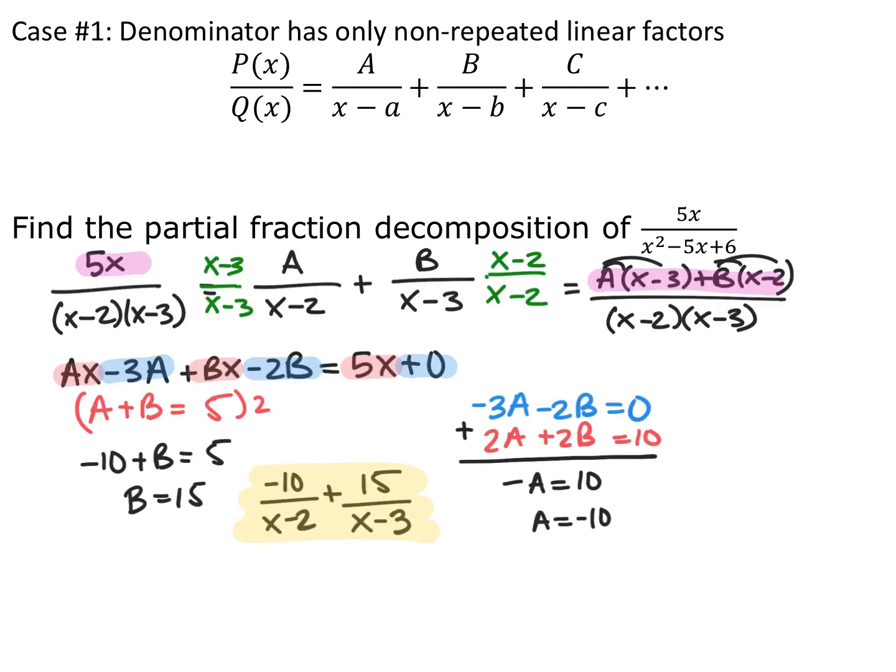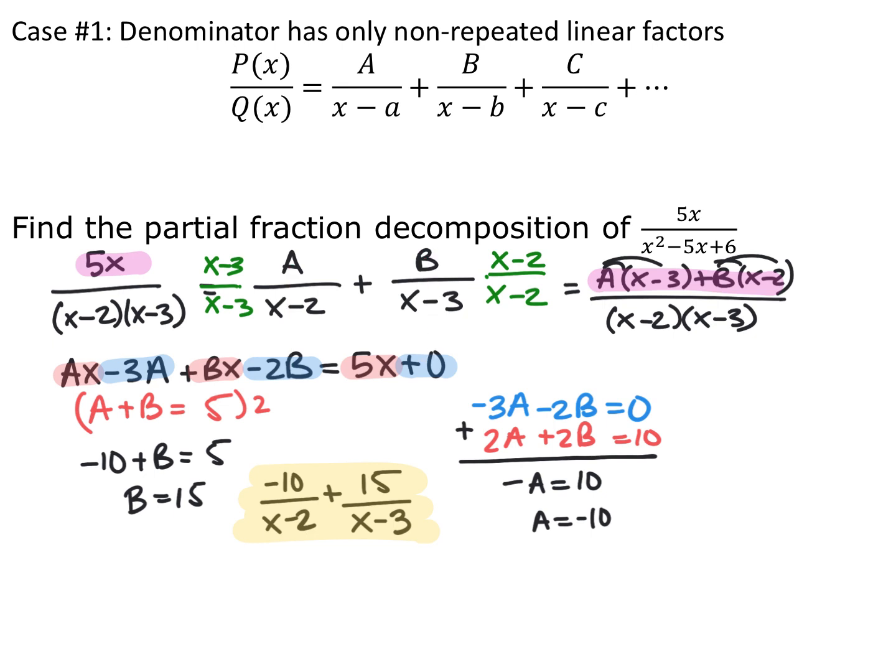I started by factoring the denominator completely, so x squared minus 5x plus 6 factors into x minus 2 times x minus 3, which are unique non-repeated linear factors. So I gave each one its own denominator, so x minus 2 and x minus 3. These are both linear factors, so the numerators are always 1 degree less, so they're just constants a and b.